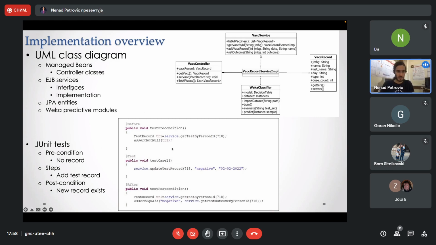On the other side, JUnit tests are used for unit testing, and we ask students to structure them as follows. We have preconditions, something that has to be fulfilled before executing the test, steps, which are the steps taken within this procedure, where we want to see if some functionality works properly, some function or a class, and postcondition, what has to hold afterwards.